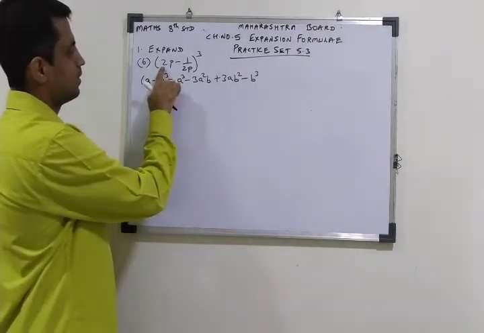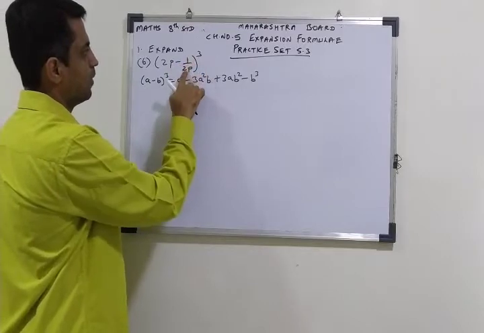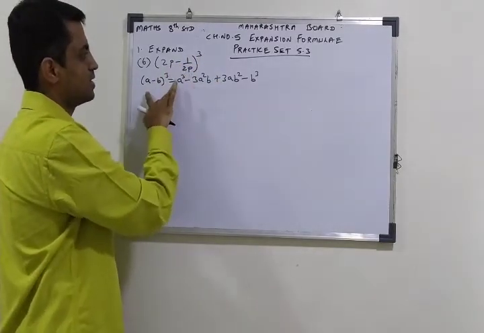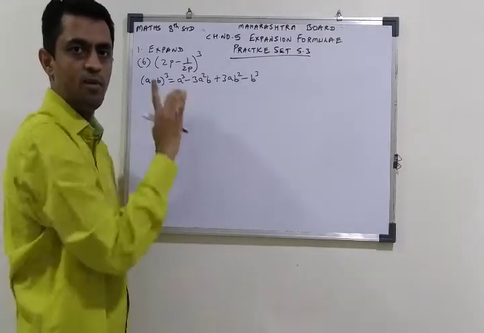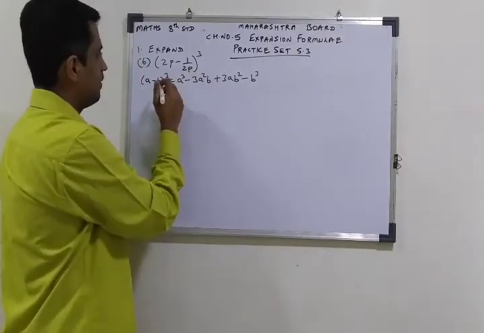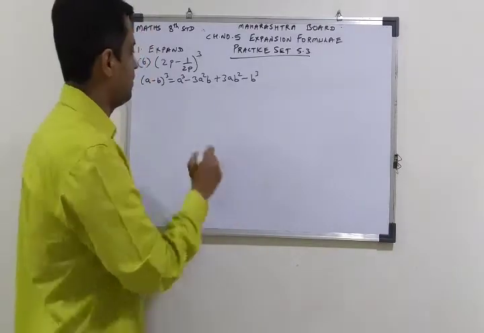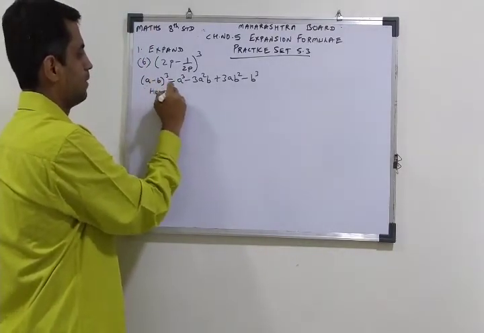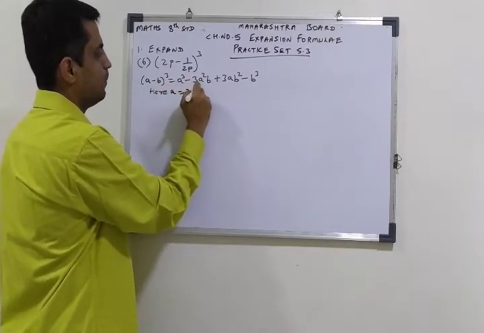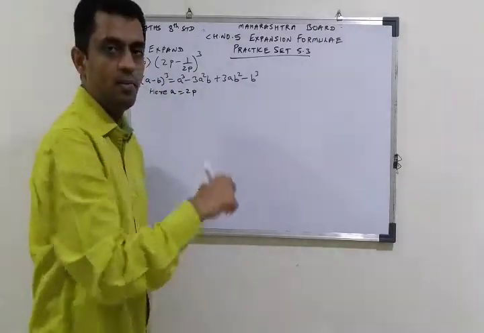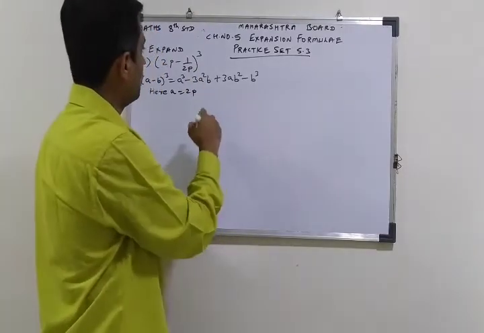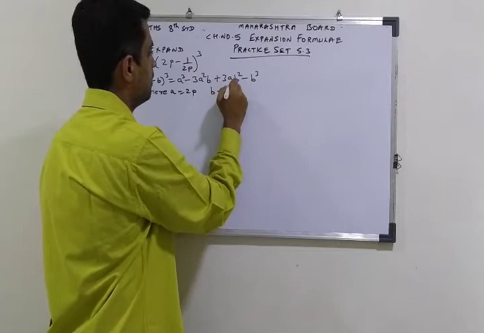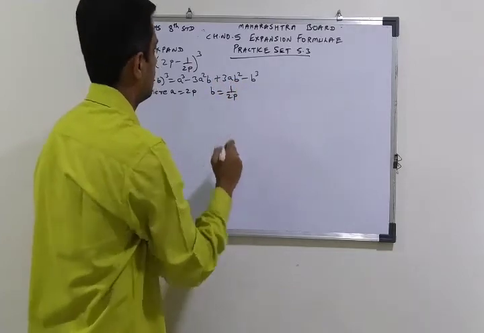Sixth sum, 2p minus 1 upon 2p the whole cube. Now here also it is in this format. This formula we are going to use again, the same formula. Now let us assign the values for a and b. So here let us write a is equal to 2p and what will be the b? Guess. B will be what? Yes, b is equal to 1 upon 2p.